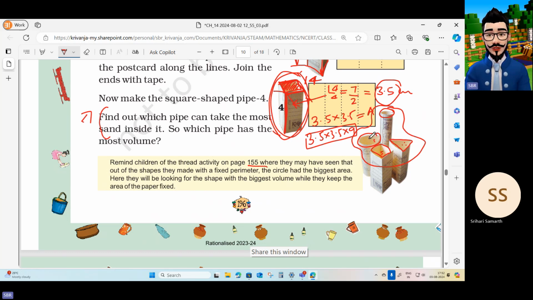Okay. For all these, what they're telling is the circle will have the highest area. Compared to this triangle, square, and the circle, the circle will have the highest area. So of these three shapes, this is prism, this is cuboid, and this is cylinder. Now, can you read this statement?